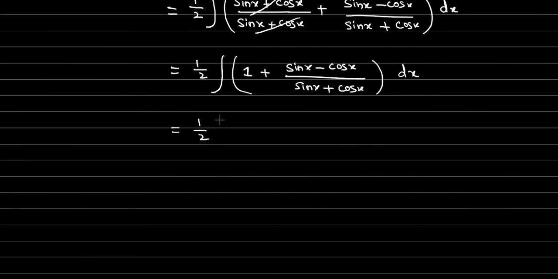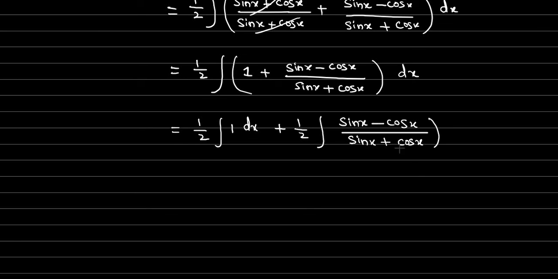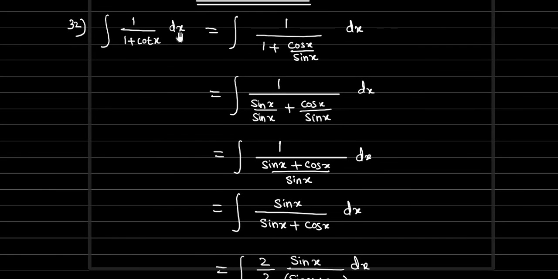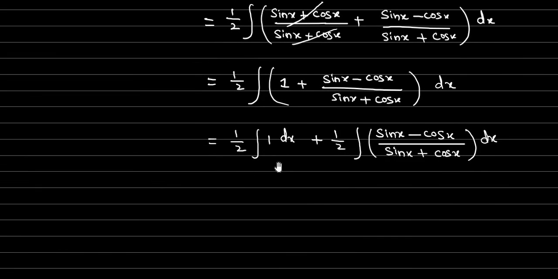The 1 by 2, even this 1 by 2 is also common for both the terms. So 1 by 2 integral 1 dx plus 1 by 2 integral (sin x minus cos x) by (sin x plus cos x) dx. So basically this is the question, integral 1 by 1 plus cot x dx. This one only we changed to this way now.